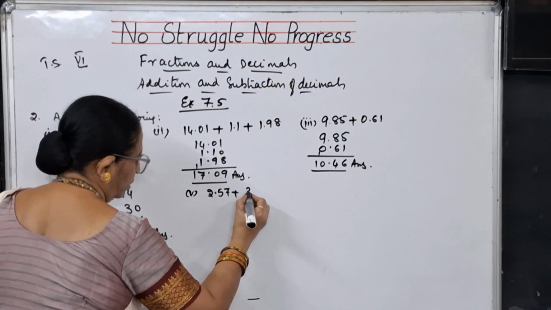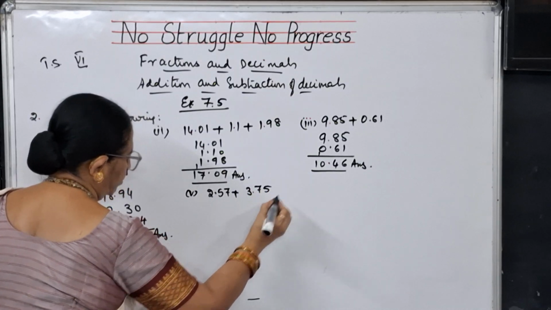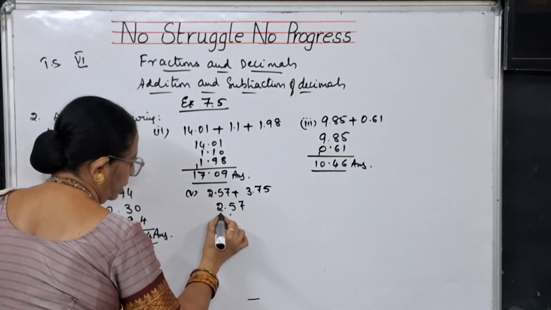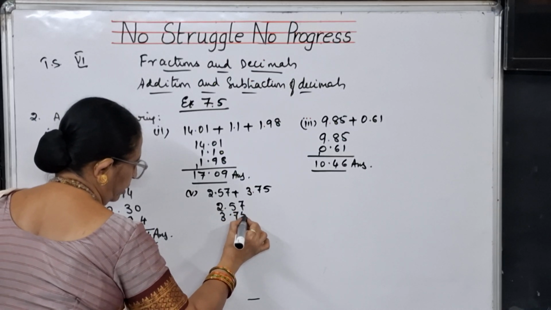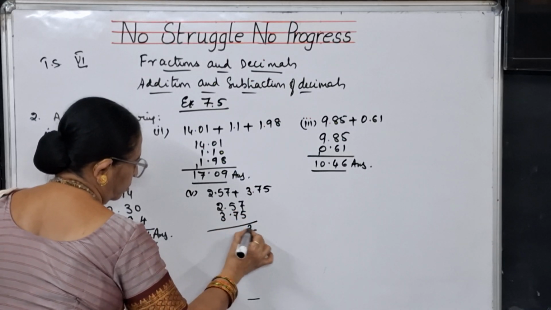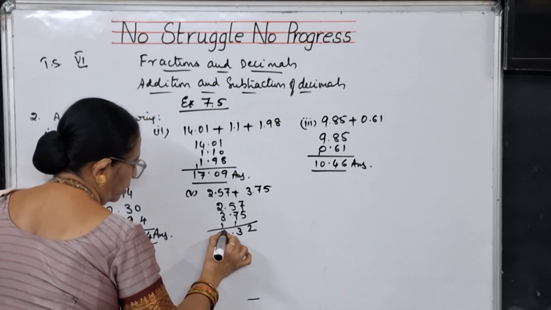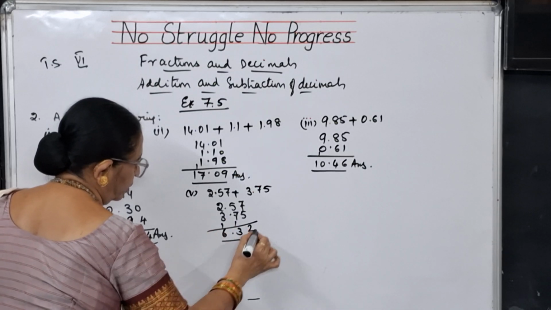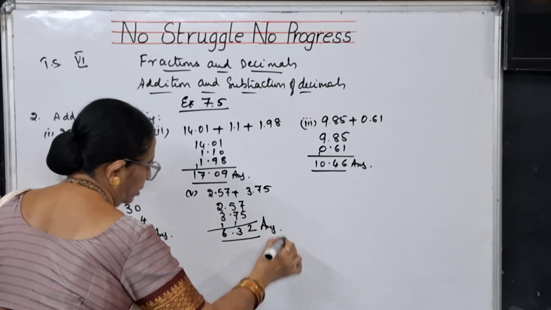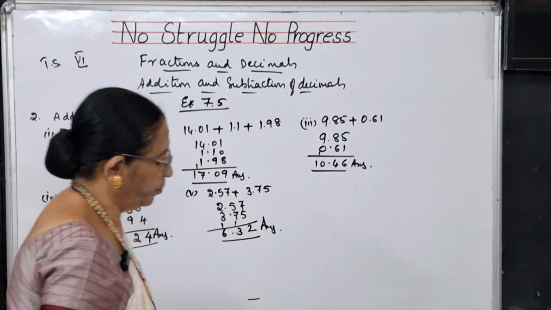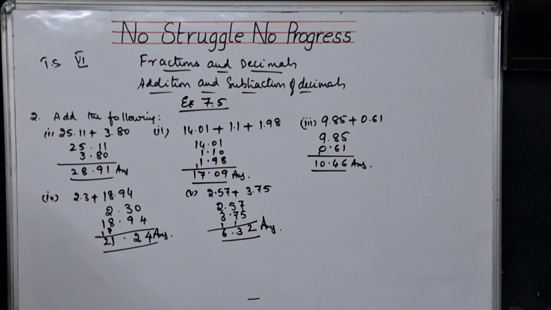Fifth bit, 2.57 plus 3.75. So 2.57, decimal, 3.75. So 12 here, 13 here, 5, 6. 6.32 is the answer. So please copy it, children.